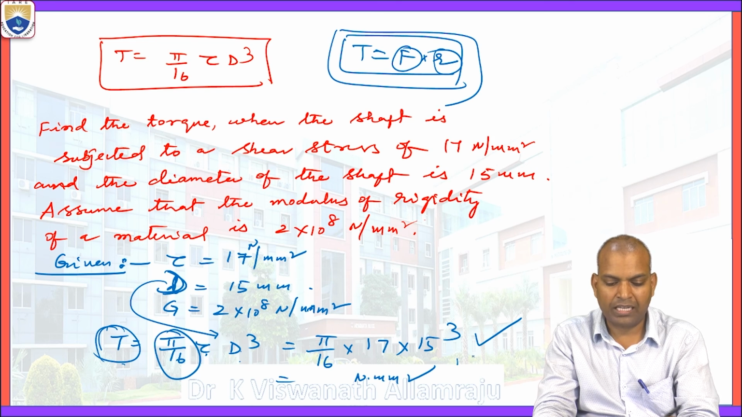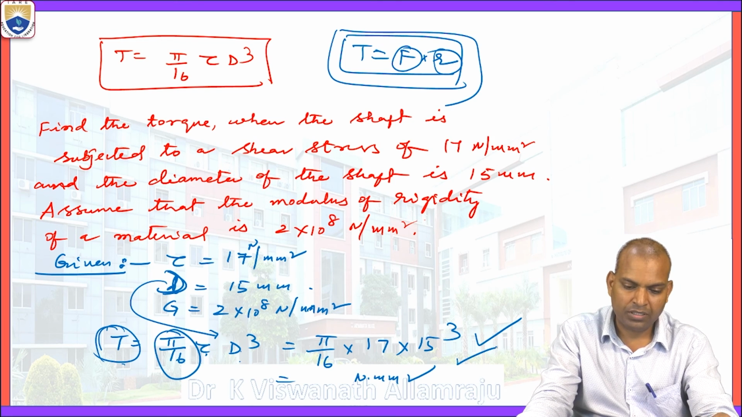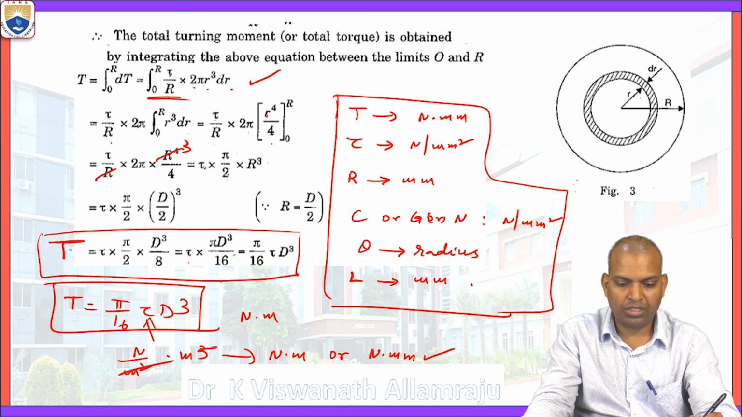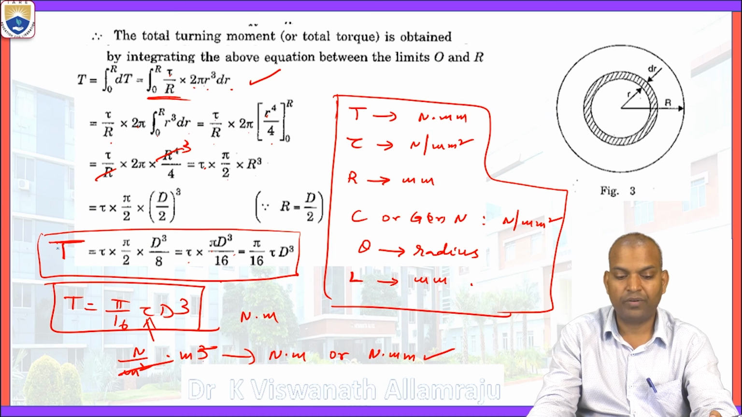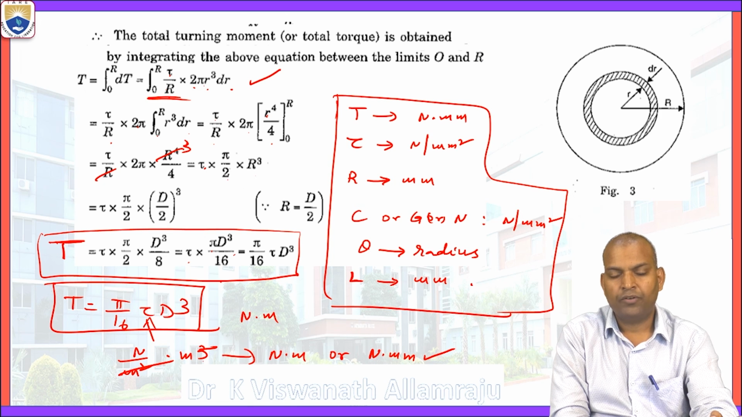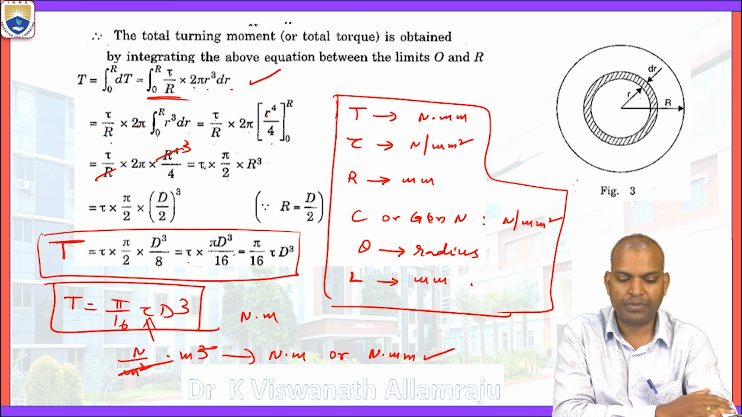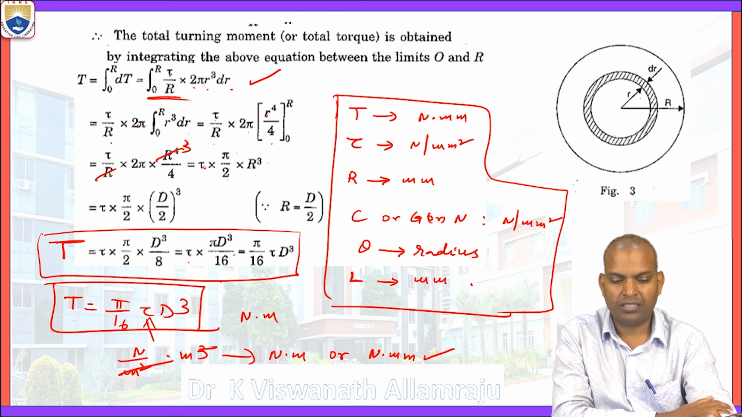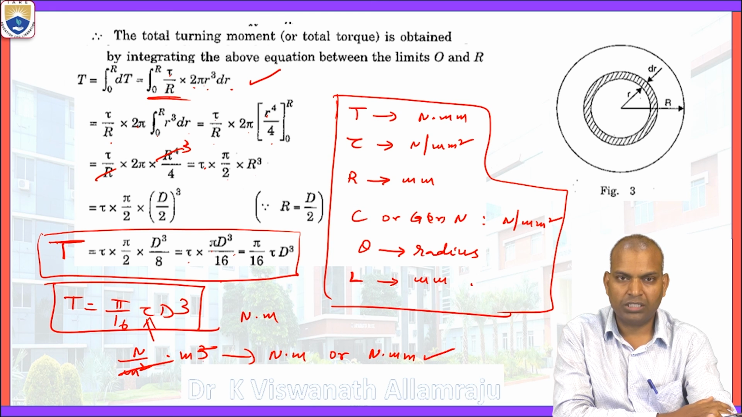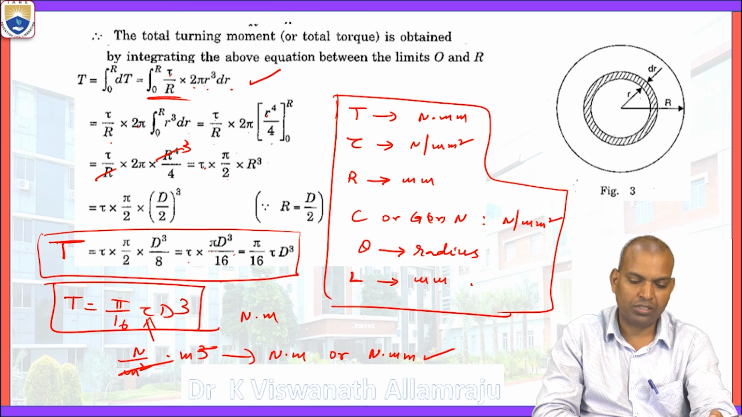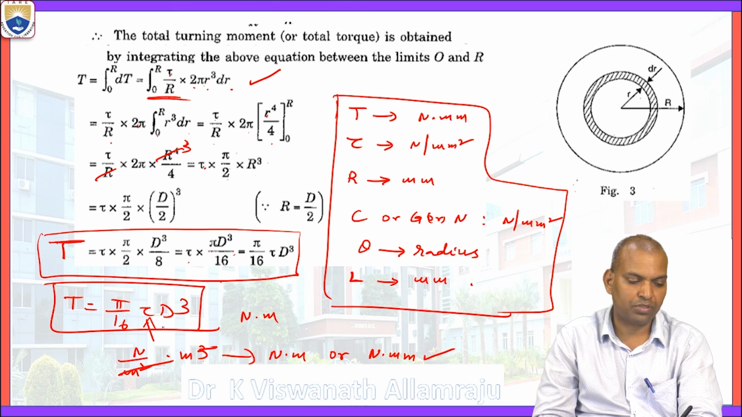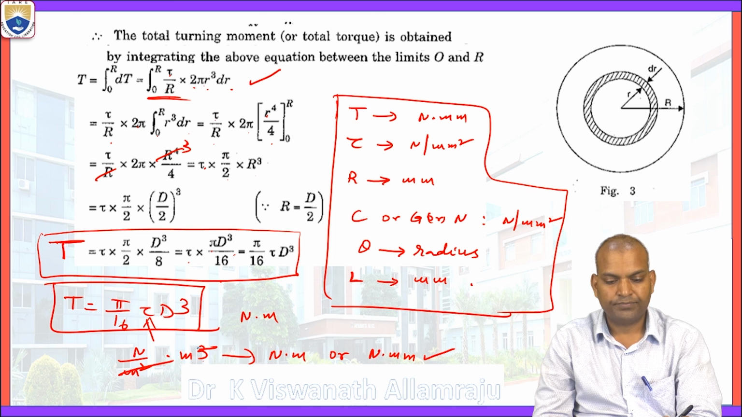Now in this manner you can calculate the maximum torque developed. That is what we have calculated, the total torque by integration. What we have applied here is integration. First we went for elemental torque, then we applied limits 0 to the maximum radius, that is 0 to capital R. Then we integrated it, and after integration derived the formula of torque developed, that is the total turning moment or total torque. The total torque capital T equals pi by 16 times tau d cube. All right, this is what we have covered in this session.